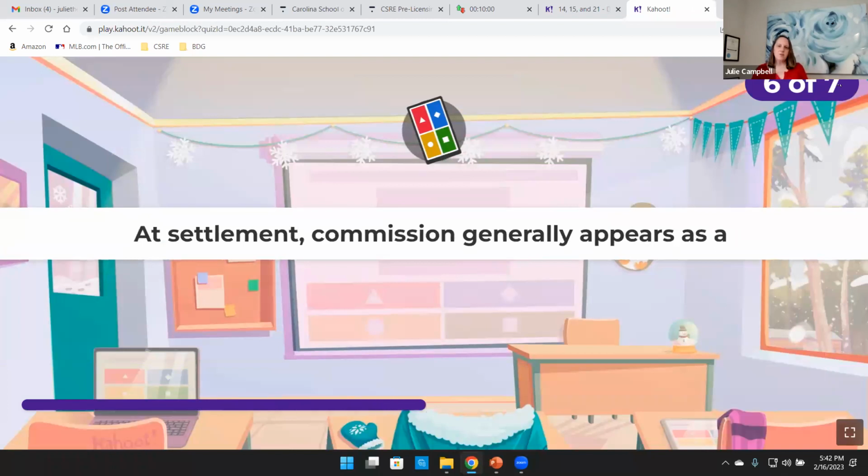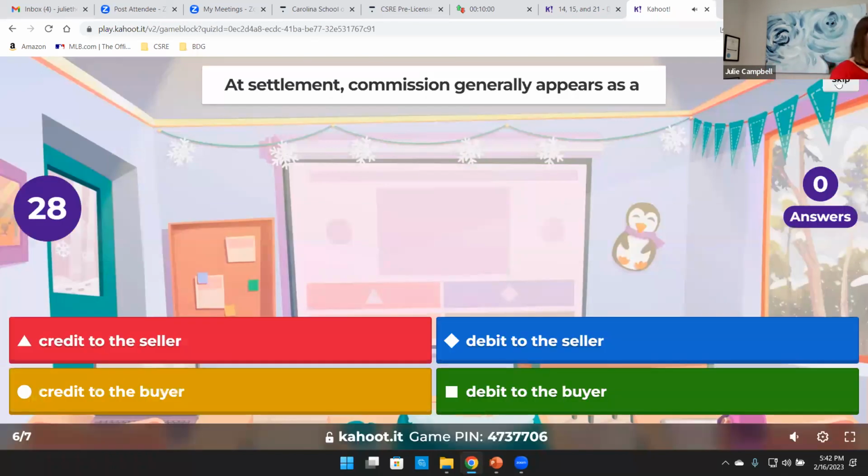Question number 6, at settlement, commission generally appears as a.